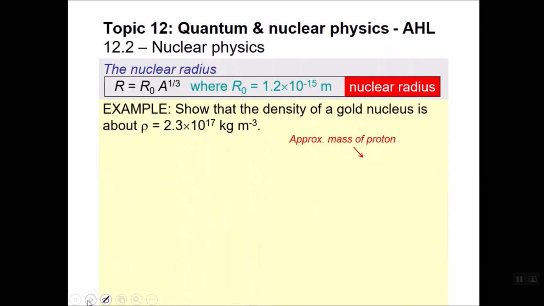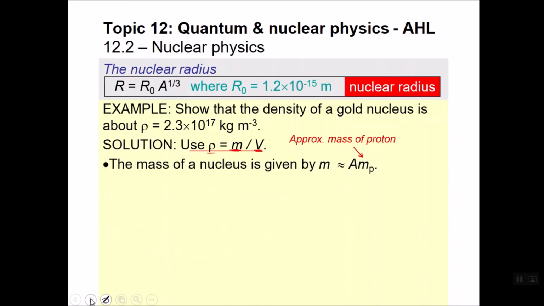Okay. So here's a sample problem. Show that the density of a gold nucleus is about 2.3 times 10 to the 17th kilograms per cubic meter. All right, so we're going to use the equation. This is density equals mass divided by volume. All right, we have to derive. We're going to have the mass of the proton. We're going to have the volume. We're going to need to calculate that.